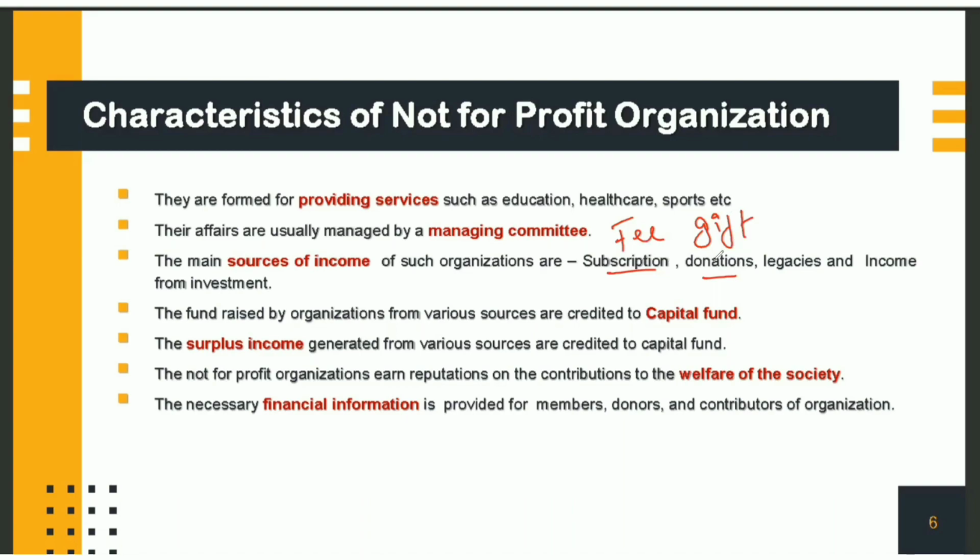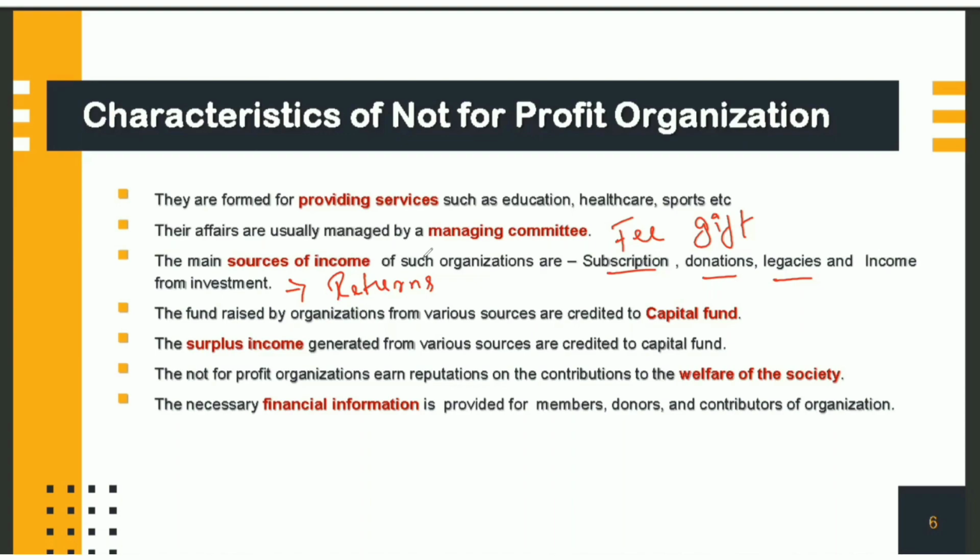This gift can be in the form of property or cash. Next is legacy. The amount which is received by the NPO as per the will of a deceased person, we call it a legacy. And lastly, we have income from investment. The returns which the organization earns from the investment, we call it income from investment.